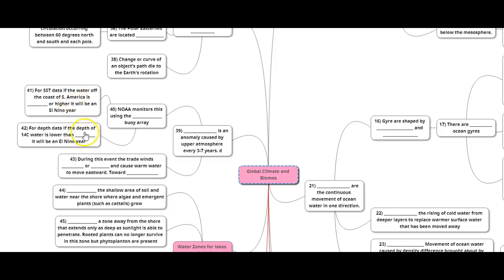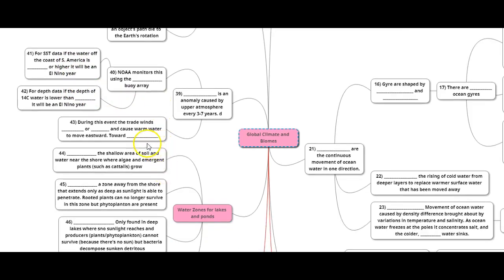You don't need to have both of these to be an El Niño year. If this is higher than 24 degrees, it's going to be an El Niño year, doesn't matter what this says. If 14 degree water is lower than 200, 201, 202, it's going to be an El Niño year, regardless of what this says. Sometimes, some years, you're going to have both that say the same thing. During this event, the trade winds will weaken or reverse, and this causes water to move eastward towards South America. Normally it's pushing away from South America. In this case, it is moving towards South America.